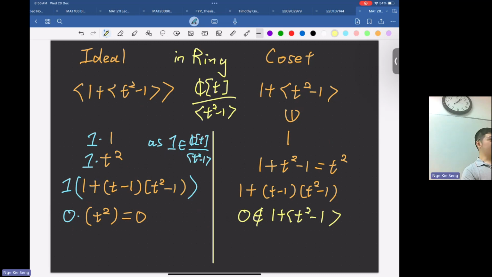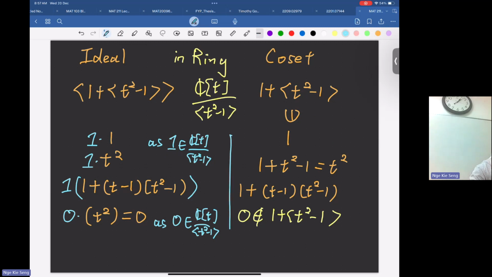Okay, before that, first of all, is Python happy about these elements? Where do I get 0? So where is 0? So this is the 0. This is the 0 in C[t] over t squared minus 1. Yeah. So this is the 0 in here.